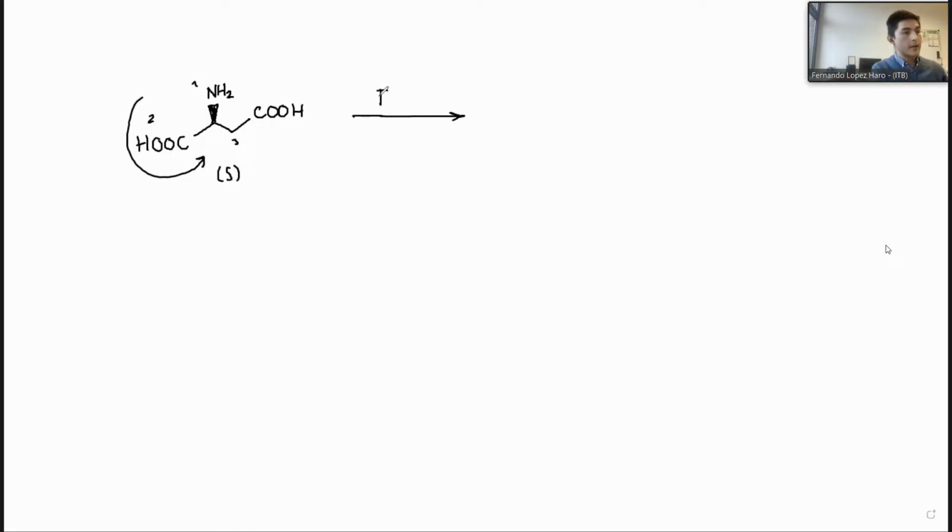Okay, so we have an EC4 lyase, specifically a decarboxylase, and we produce this compound right here, NH2 with a COOH, see here, plus carbon dioxide.